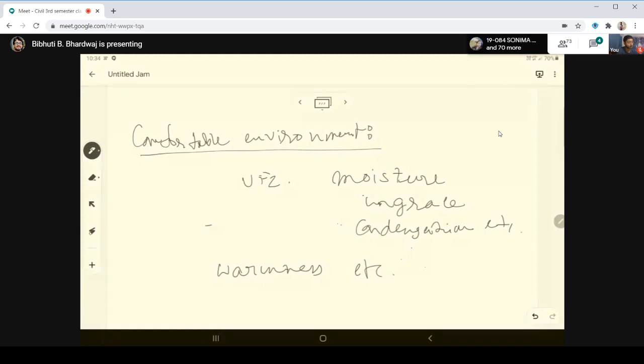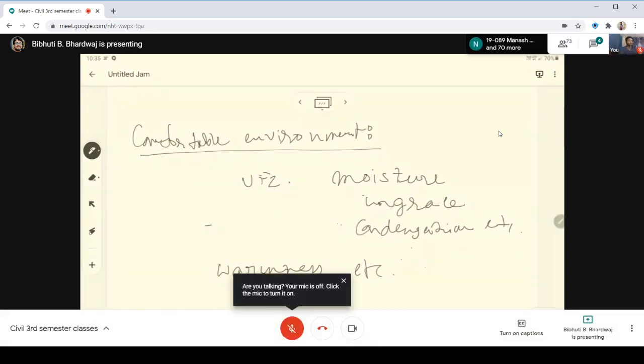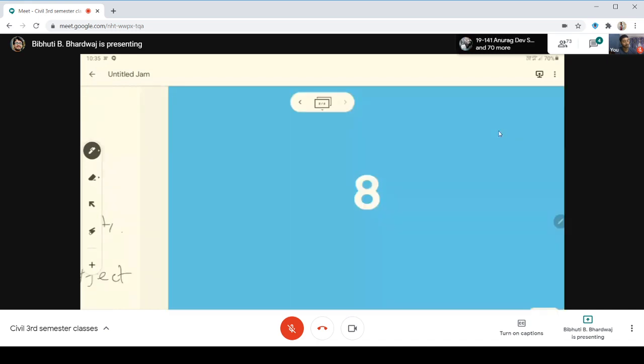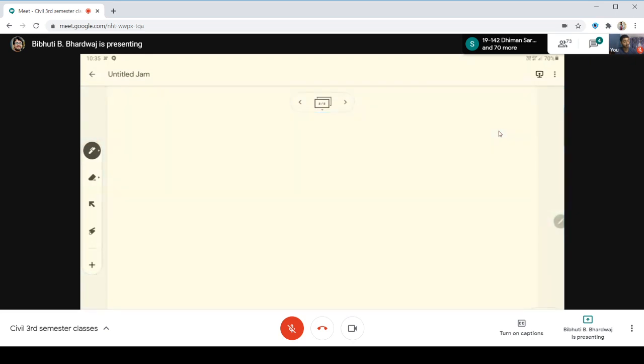Next, we write down changes caused by human activity. Changes caused by human activity should not affect the comfort. So here most of the things we have already discussed, like the external factors, temperature, we have already discussed.